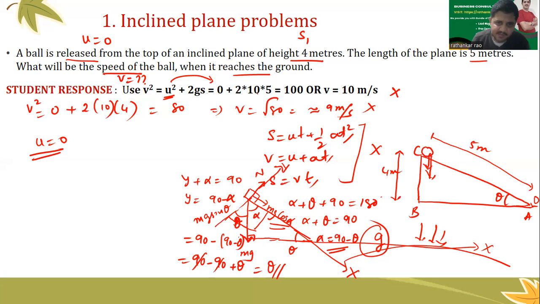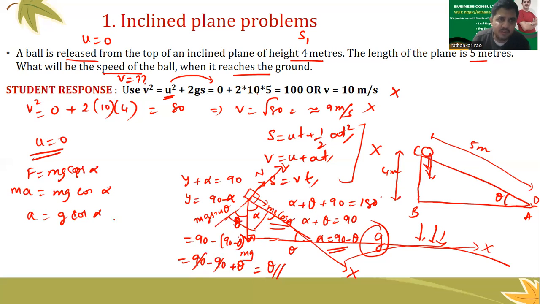Now, based on this, what is the acceleration along this direction? This is the net force acting here. So, if F is equal to mg cos alpha is the net force acting here, I'll write ma is equal to mg cos alpha, or a is equal to g cos alpha. I can write a equal to g cos alpha.